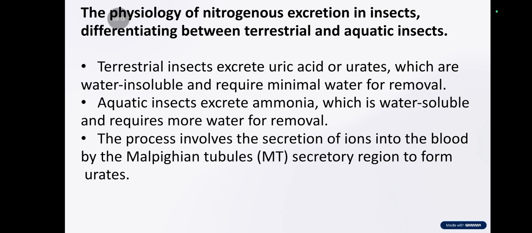The physiology of nitrogenous excretion in insects, differentiating between terrestrial and aquatic insects. The terrestrial insects excrete uric acid or urates, which are water insoluble and require minimal water for removal. The aquatic insects excrete ammonia, which is water soluble and requires more water for removal. The process involves the secretion of ions into the lumen by the Malpighian tubules, secretory region to form urates.